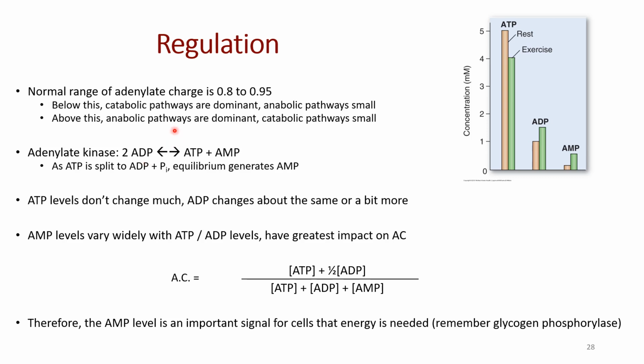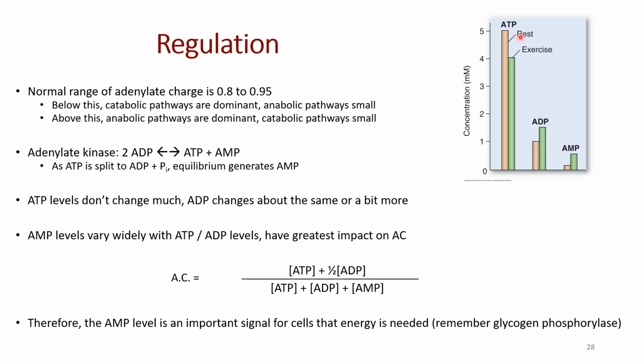Because of that, at any given time, half of the ADP can be converted to ATP and half can go to AMP. So when we look at our adenylate charge equation, we see ATP divided by ATP, ADP, and AMP, but you'll notice there's 1/2 ADP sitting there. And that tells you at any given time, half of the ADP can be converted to ATP because of adenylate kinase. Now, how does this work?